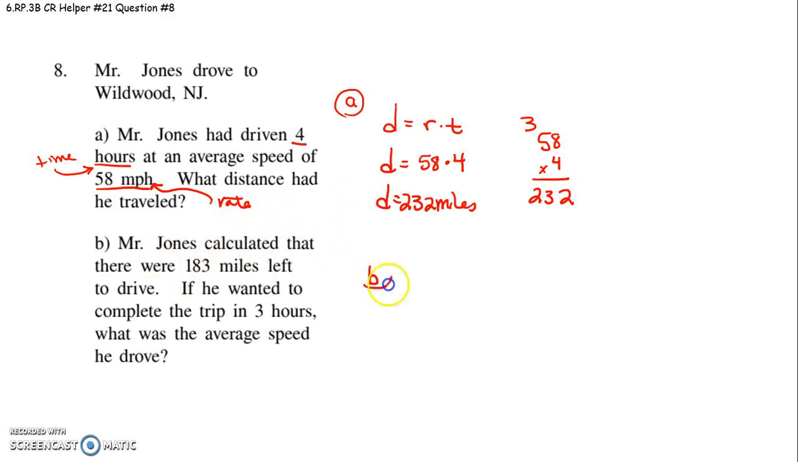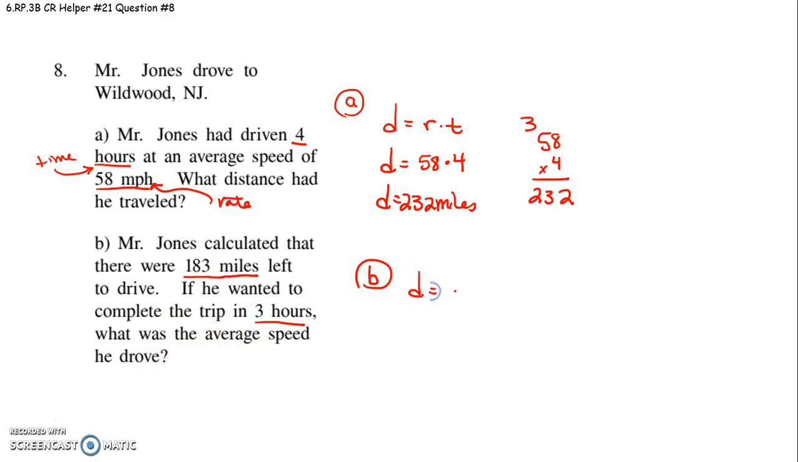So let's take a look at part B. Mr. Jones calculated that there were 183 miles left to drive. If he wanted to complete the trip in 3 hours, what was the average speed he drove?